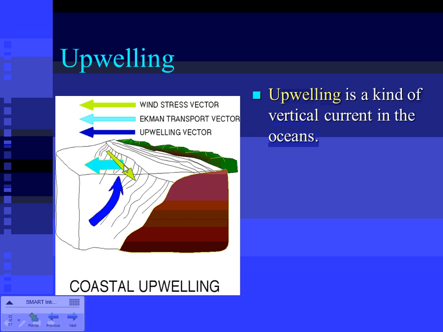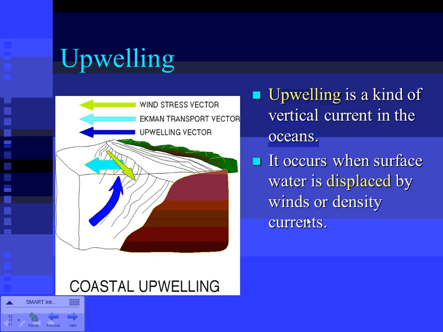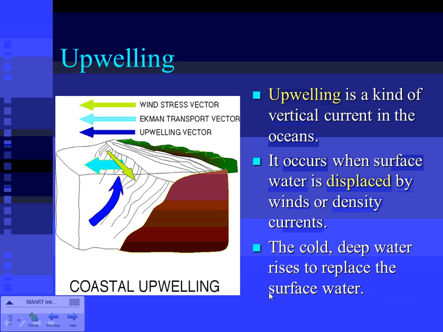And then this blue arrow that's pointing away from the shore is called the Ekman transport vector, which is what's pushing the water out of the way. And then the upwelling vector, the dark blue, which you can see, is where the deep cold water rises up to the surface. So the definition of upwelling is a kind of vertical current. It occurs when surface water is displaced by winds or density currents. The cold, deep water rises to replace the surface water.